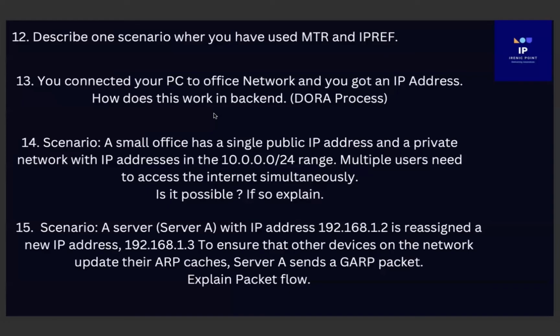The 15th question is again a scenario. A server A with IP address 192.168.1.2 is reassigned a new IP address 192.168.1.3. To ensure that other devices on the network update their ARP caches, server A sends a gratuitous ARP packet. Explain the packet flow. So basically, this concept is related to ARP, and here you have to explain the gratuitous ARP. In gratuitous ARP, the sender IP and target IP are the same. They may also give you a PCAP file, and you have to show them the different parameters in the gratuitous ARP.